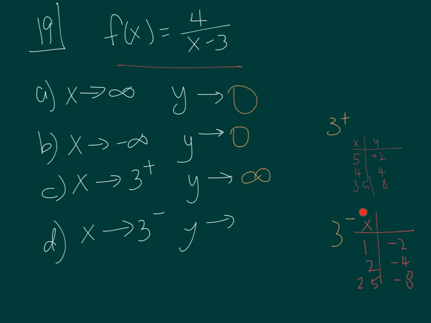Similarly, as x approaches 3 from the left side, I'm trying 1, then I'm trying 2, and then I'm trying 2.5. If you want to really convince yourself, try 2.9. You're going to see that these numbers get more and more negative. So as x approaches 3 from the left side, from the negative side, y will approach negative infinity.